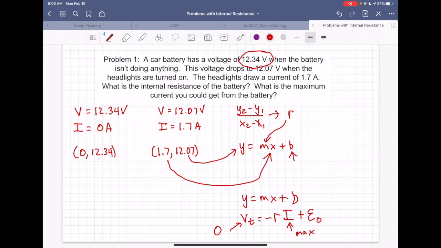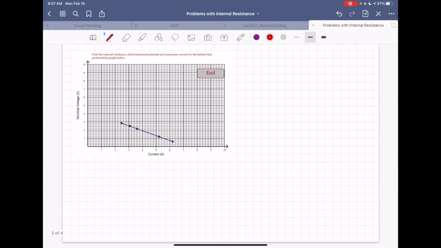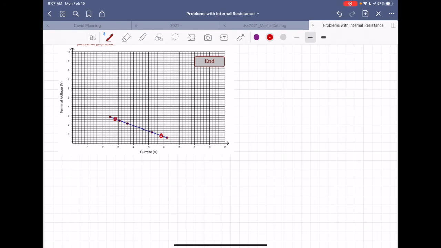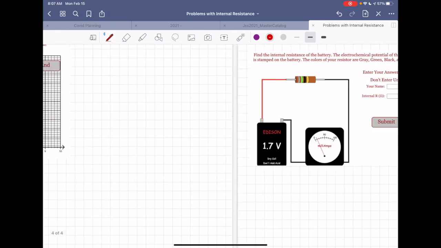You're going to do this same procedure for all the problems. So in problem 1, we collected our data directly from the car battery. In problem 2, we're going to have a graph. You want to pick any 2 points on the graph, and they do not have to be data points. In fact, I would suggest picking points that are easy to read. Once you have your points, you should be able to find the slope, the y-intercept, and the x-intercept. That is the internal resistance, the electrochemical potential, and the maximum current.